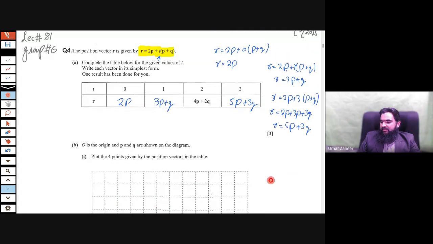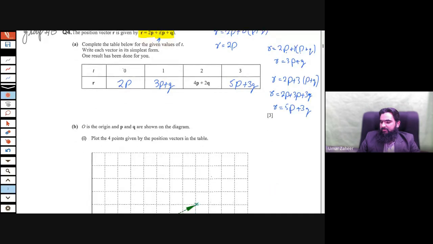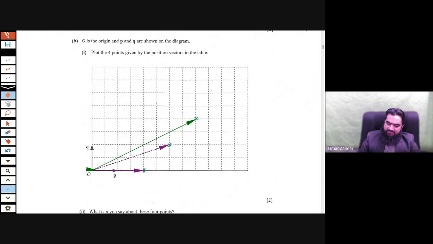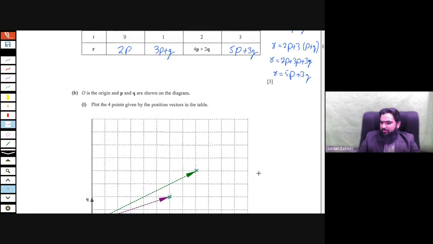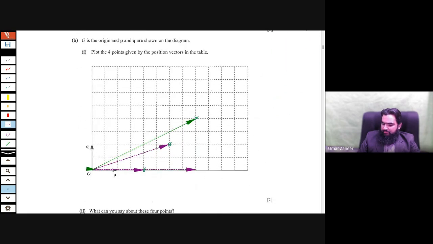Now in the next one we have 4p plus 2q. 4p plus 2q. 1, 2, 3, 4. Okay, 4p we have already done. 5p plus 3q. 1, 2, 3, 4. 1, 2, 3.